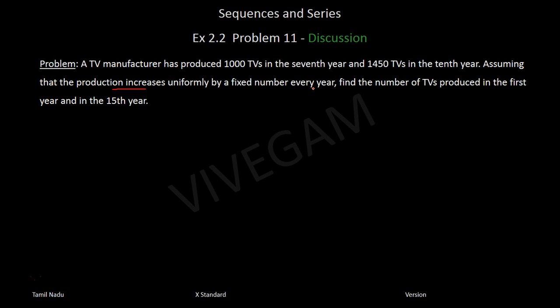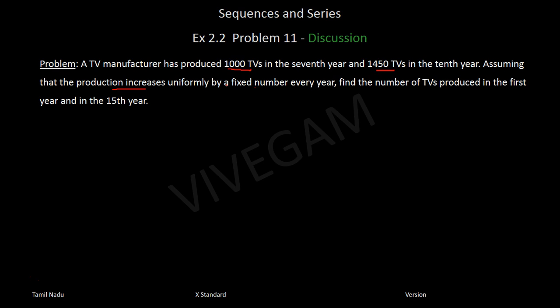Okay, so which means that's an AP series. This is where they are giving you the clue. If it is not increasing by a fixed number, then it is not an AP series. Then their first year production is 1000 TV, or T1 equal to, or A equal to 1000. I'm sorry, 7th year, so T7 equal to 1000. And then they say 1450 in the 10th year, that is T10 equal to 1450.